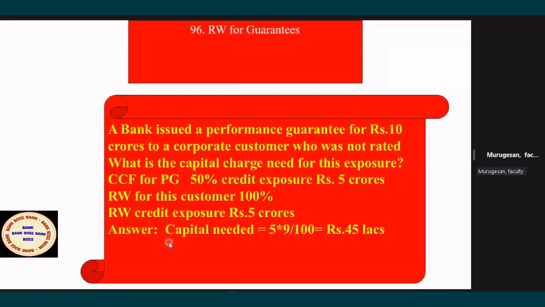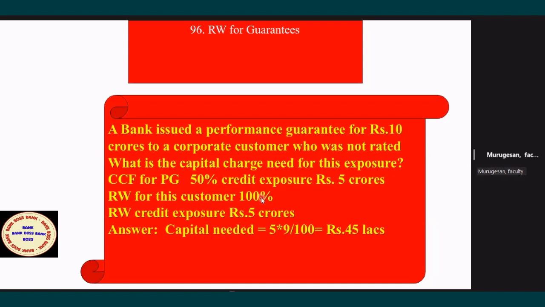Now we are coming to the crucial one, the guarantee. For example, I am giving. One bank issued a performance guarantee of 10 crores to a corporate customer who was not rated. What is the capital charge? First apply CCF. 10 crore, when you apply 50% for the performance guarantee, becomes 5 crore. Credit exposure will be 5 crore.